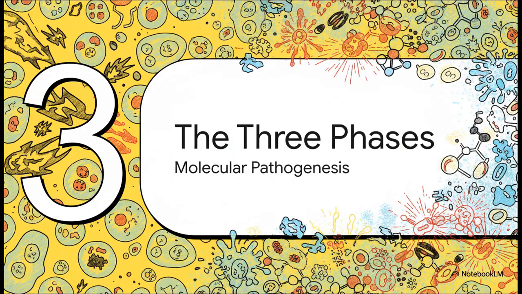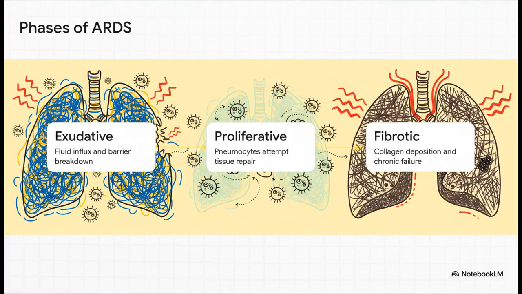Let's zoom in on the molecular battlefield itself in section 3, the 3 phases of ARDS. This is where we walk through the terrifying, escalating phases of the syndrome, watching the lungs transform from a massive inflammatory fluid leak into chronic, unyielding scar tissue. First up is step 1, the exudative phase, usually days 1 through 7. The alveolar barriers completely break down.